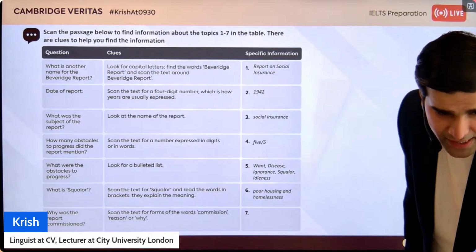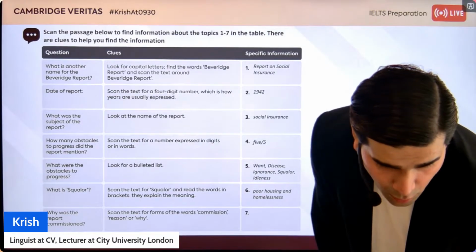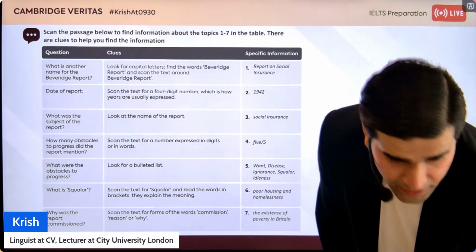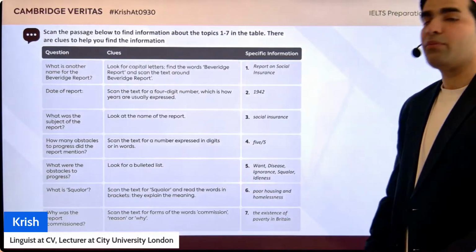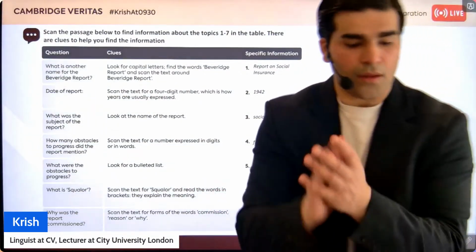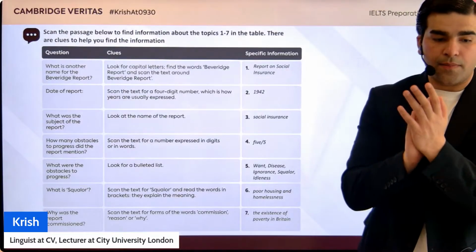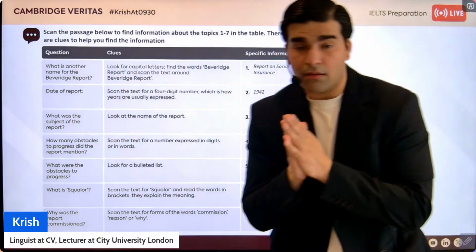For survey, Nagashri says survey. Priya says home. Okay. The existence of poverty in London. The correct answer is the existence of poverty in Britain. Very, very good. Can we clap for everybody? Good job. Excellent. That was a very well done job.